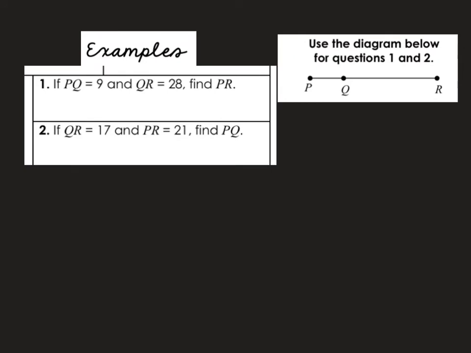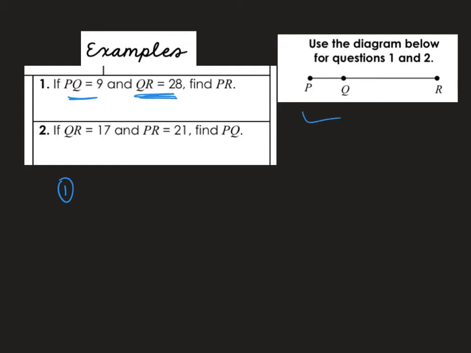So let's put this into practice. We're going to use this diagram over here on the right to answer the questions over here on the left, right? So we have some examples, and number 1 starts out with PQ equaling 9, the length of segment PQ, and the length of segment QR is equal to 28.